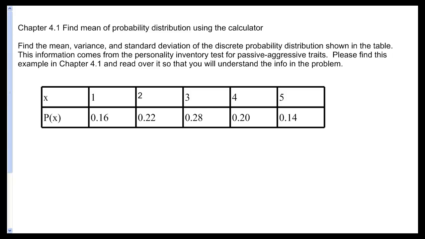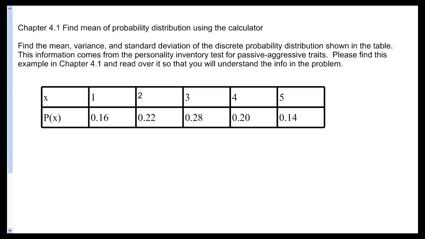This comes from chapter 4.1, and I'm going to show you how to find the mean, the standard deviation, and then the variance on the calculator. Now that's kind of backwards, because normally you find the mean, the variance, and the standard deviation in that order when you're doing it by hand.